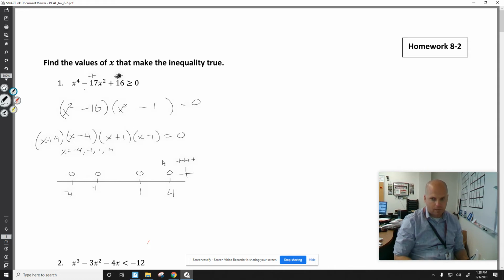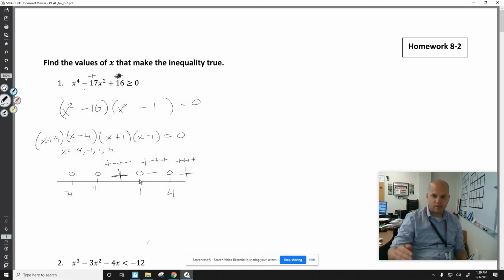Don't just assume we're changing unless you're focusing on multiplicities. I'm going to just test by plugging in points like 3. Okay, 3 plus 4, positive. 3 minus 4, negative. 3 plus 1, positive. 3 minus 1, positive. So I got positive, positive, positive, negative. So one negative makes it all negative. Positive times positive, positive, times another positive, positive, times negative. Between negative 1 and 1, a good number to plug in is 0. 0 plus 4, positive. 0 minus 4, negative. 0 plus 1, positive. 0 minus 1, negative. 2 positives, 2 negatives, that's going to end up being a positive.